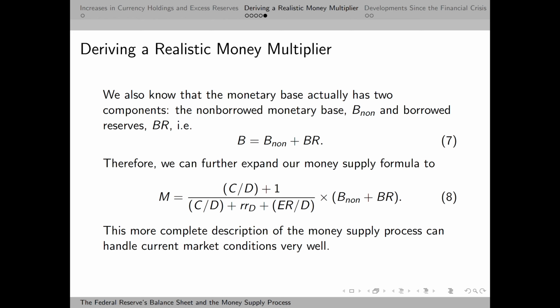Now, we can even add to this formula a little bit more because we already identified that the monetary base is actually comprised of the non-borrowed monetary base, so B non, and borrowed reserves, which operate quite differently. Therefore, if we so desire, we can expand our money supply formula to get equation 8, which gives a much more complete and accurate description of the money supply process. And it can handle current market conditions very well because remember, there are no required reserves right now in the United States. We can still handle it here instead of letting our money multiplier blow up to infinity.